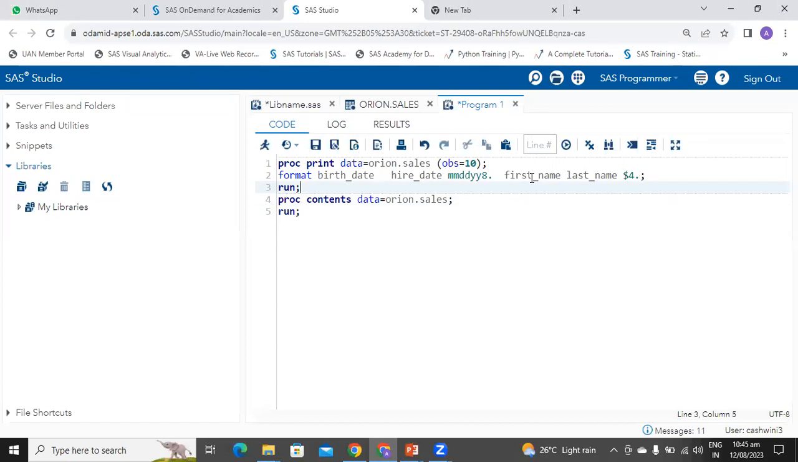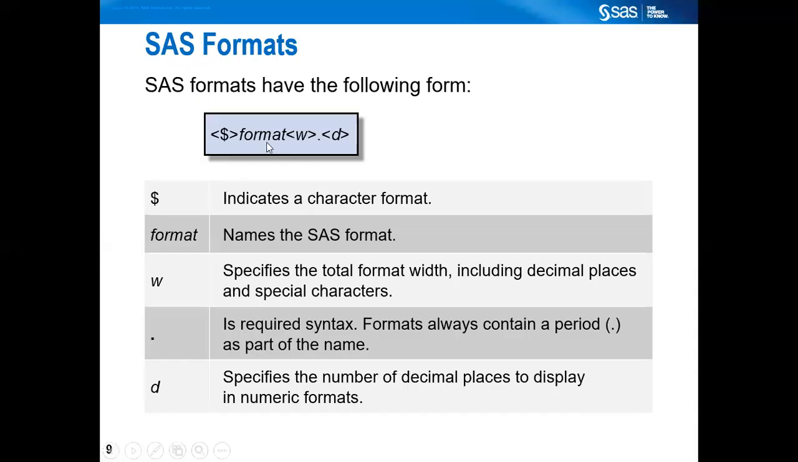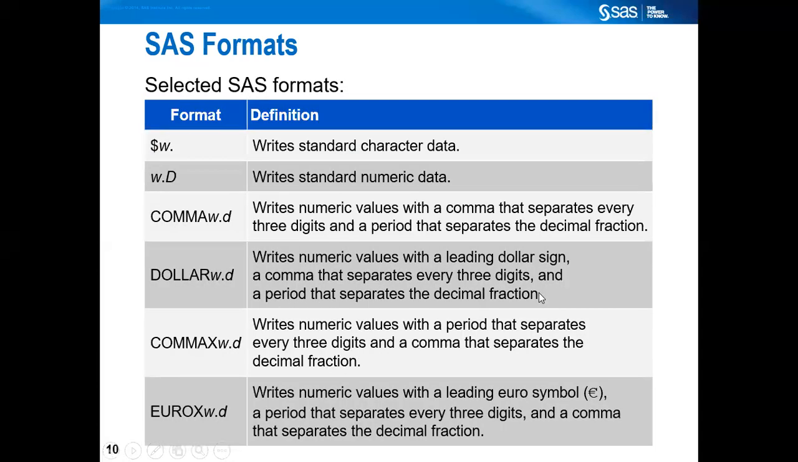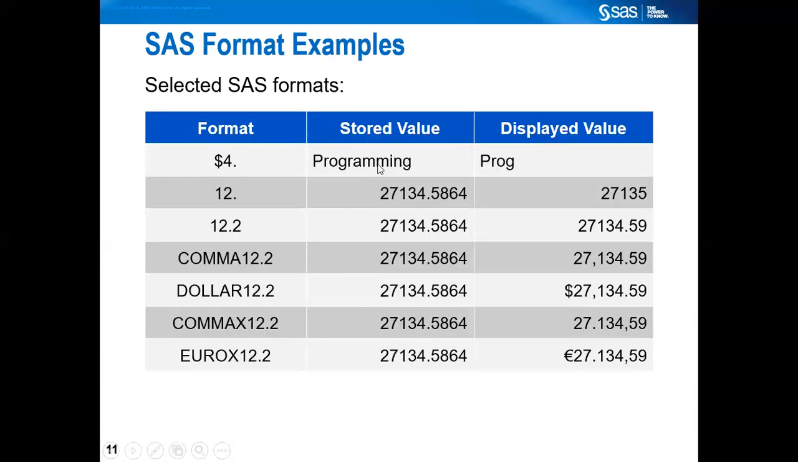This is how the same format applies to different columns, and it's a character type, hence dollar and the width. That's what it's telling: dollar, format name, width, dot D. This indicates numeric. Okay, so we'll see some of the examples here. So $W dot writes standard character data. Here, because the value is character, you're writing $4 dot, and it appears with only 4 width.